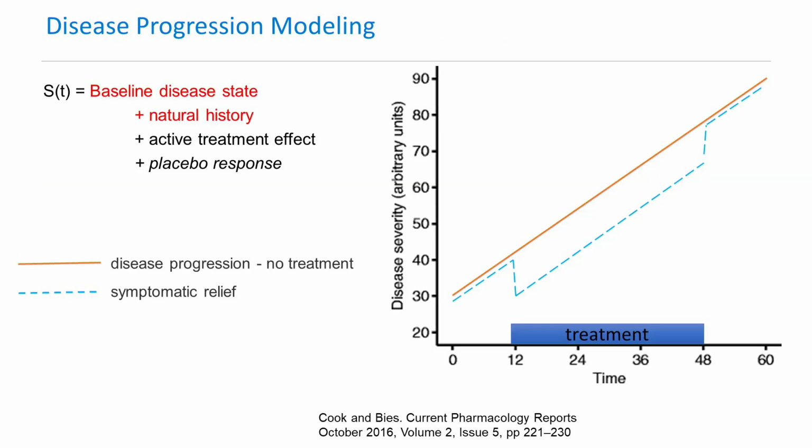So let's start with a really simple example where you have a linear progression of your disease. That looks like this line here. So in this particular case, we have two components. One is the baseline disease state. You want to think of this as, let's say, the tumor size or the blood pressure measurement at the time that the patient seeks intervention.